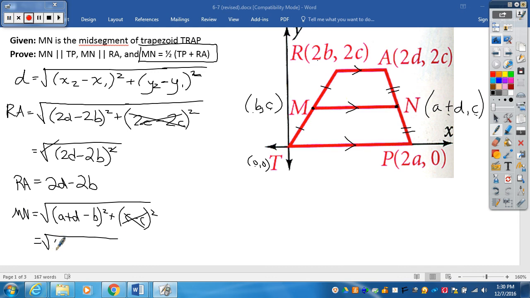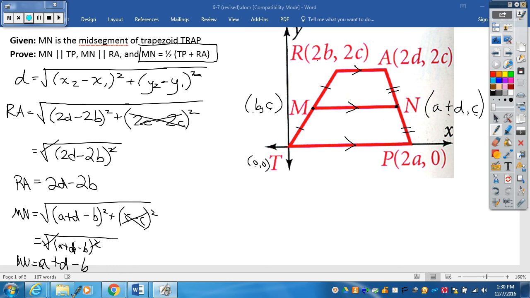Here's what we have. A plus D minus B. Oh, I'm sorry, that should be a D. D minus B squared. Okay, and again, it's just one term. This whole parentheses squared. So those guys are going to cancel out. And the length of MN is actually going to be A plus D minus B. Okay? Whew, lots of algebra there. Lots and lots of algebra.